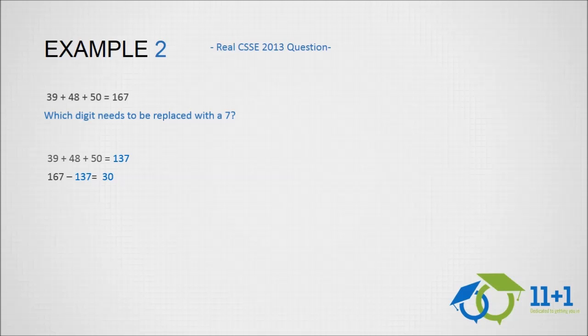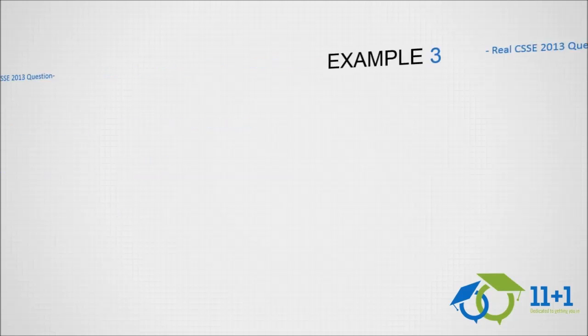167 take away 30 is 137. So the only number we've replaced is the 6 with a 3, so we haven't actually replaced any number with a 7. So now let's look at the numbers on the left. 50 plus 30 would be 80, which doesn't have a 7 in it. 39 plus 30 would be 69, which doesn't have a 7 in it. But 48 plus 30 would be 78, which does have a 7 in it. 39 plus 78 plus 50 equals 167.